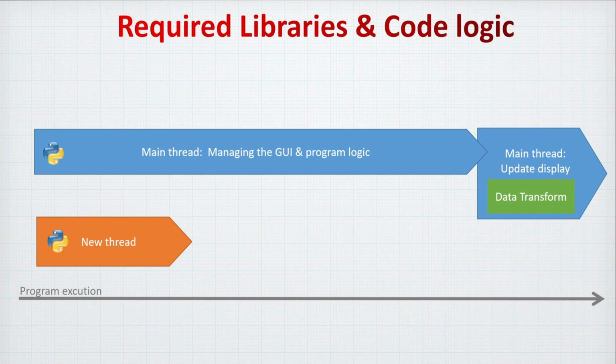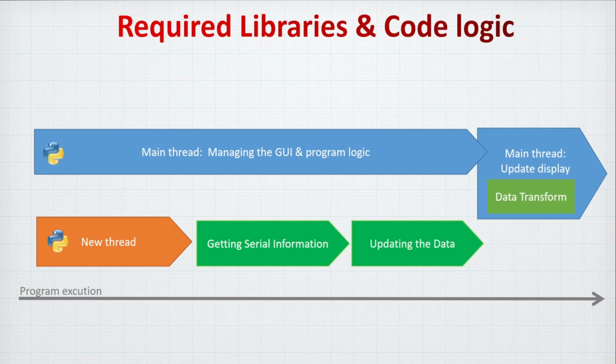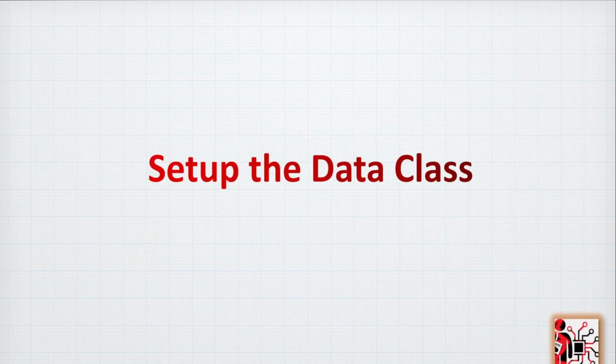It will not be something inside it. This new thread will be getting the serial information, the data from the microcontroller, and after that it will be updating the data. This update of the data will be communicated to the main thread. How we are going to do that is to set up a data class that will be transformed and shared between the two threads. That's where the data class is so powerful, so we can update the data from the new thread and use it in the main one. Now that we have this idea about how both threads play in parallel and we can update the data in both of them, we can go and start setting up the data class.